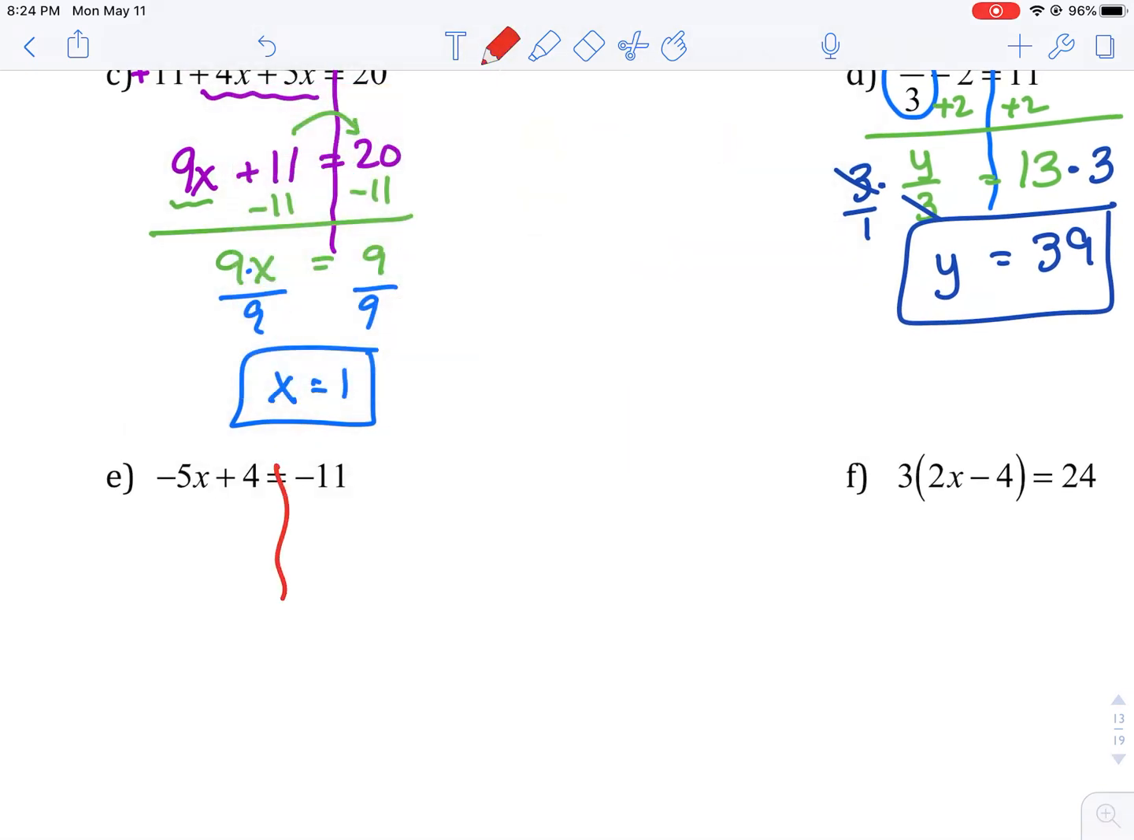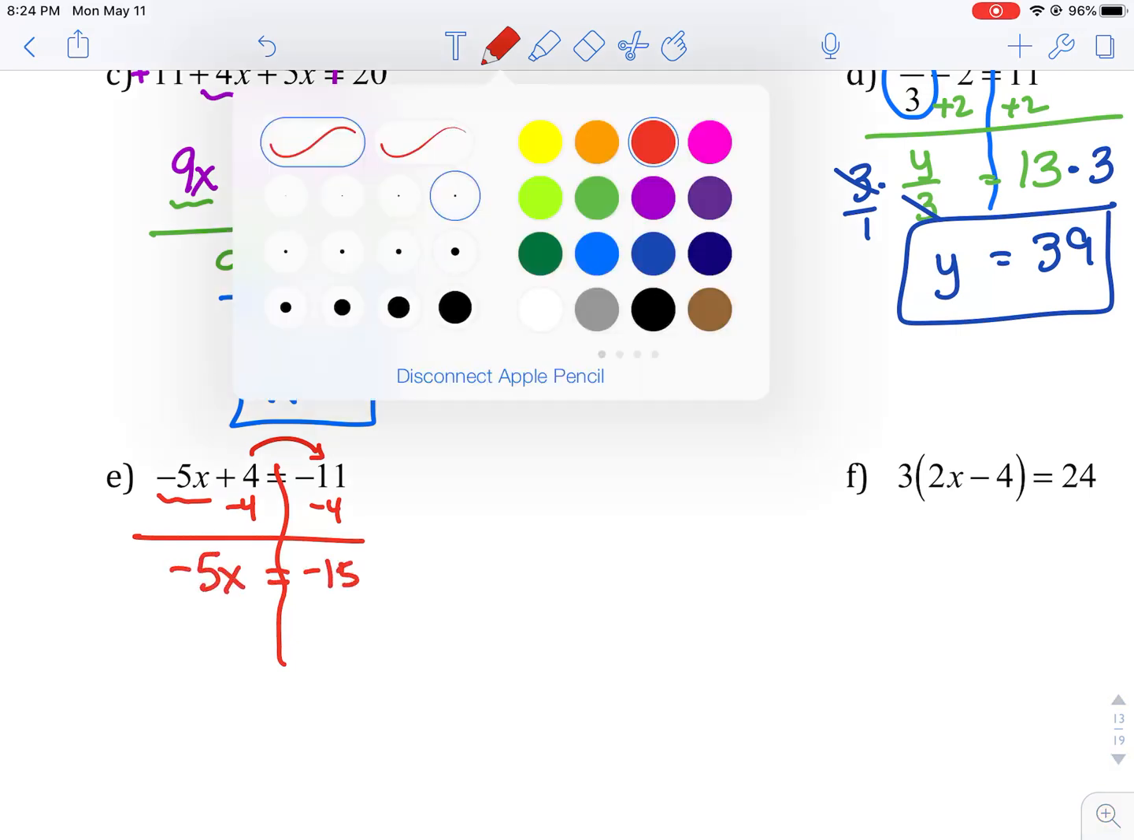Letter E, again, looking at that left side, I've got a negative 5x and a 4. Neither of those are like terms, so there's nothing that I can combine there. I want to get that negative 5x all by itself, so we need to move that 4 to the other side. So I'm going to subtract 4 over. That gives me negative 5x equals negative 15.